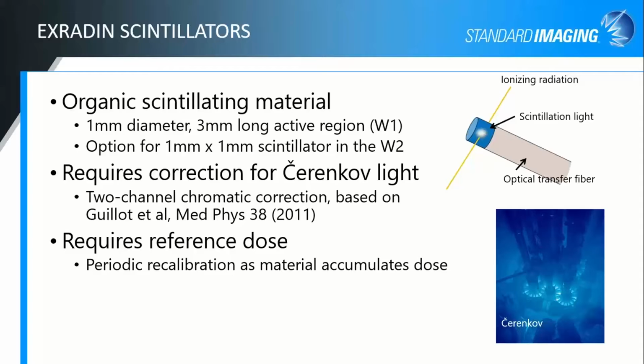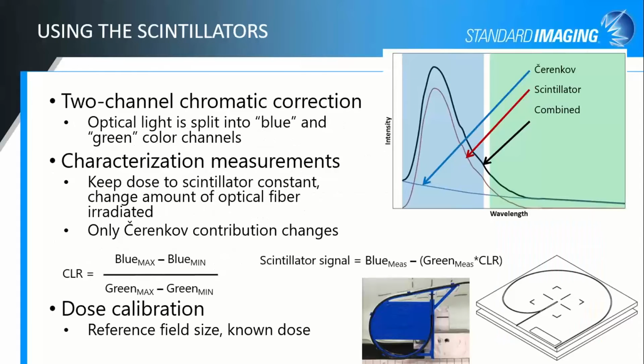So you can tie the output to dose through giving it a reference dose and knowing then that correlation between the dose that was given and the amount of light that's generated. But you do have to recalibrate it periodically as the material accumulates dose. So this is, I guess, a little bit better pictorial description of that two-channel chromatic correction.